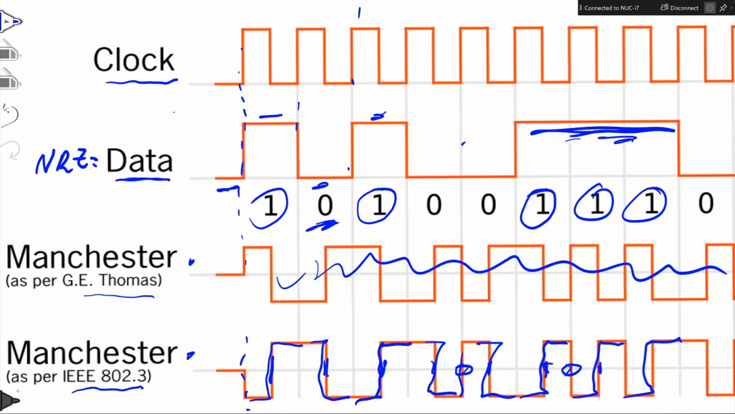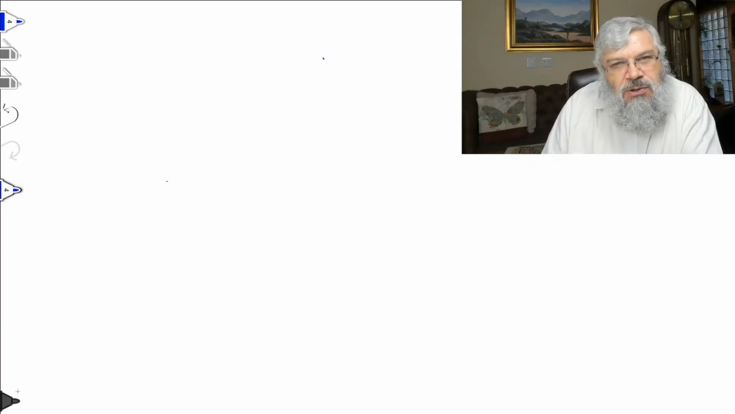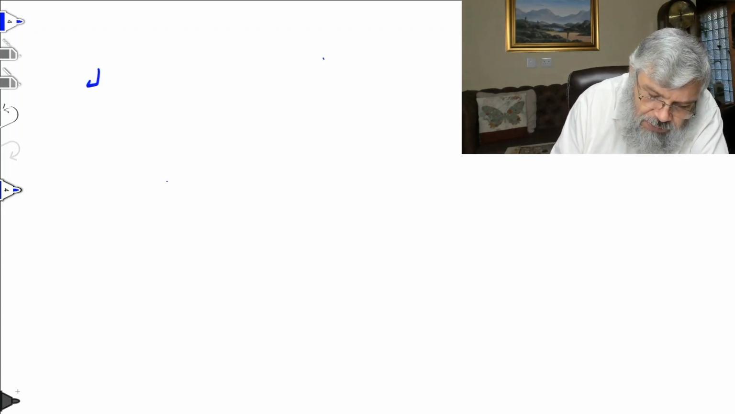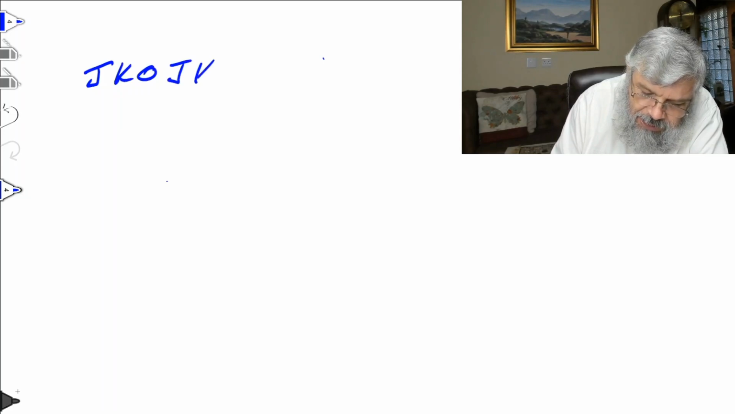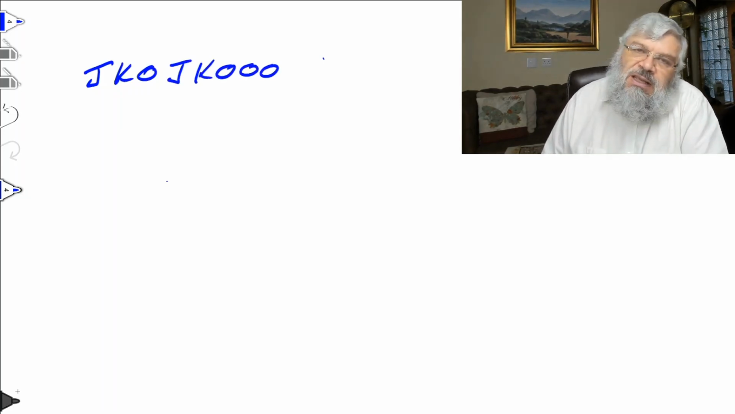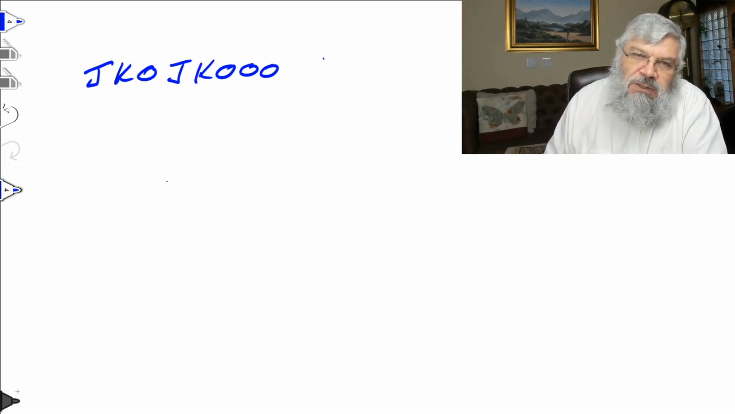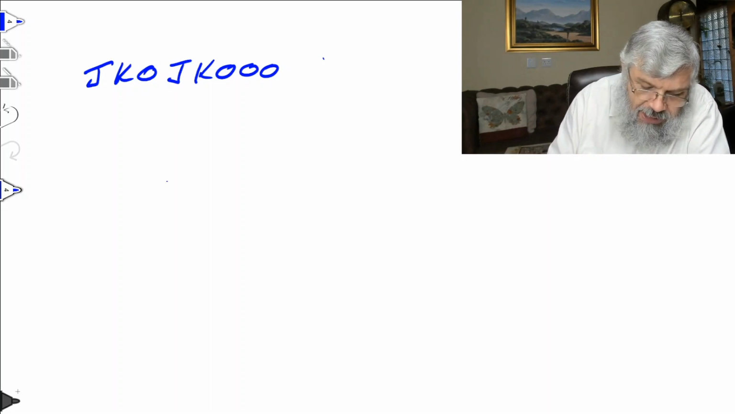Now, in a sense, the law in Manchester encoding is that you have a transition in the middle of every bit interval. The trick that Token Ring uses to delineate data is to use a start delimiter that looks as follows: J K 0, J K 0 0 0. Similarly, it uses an end delimiter that is J K 1, J K 1, and then 2 special bits that we are ignoring for the time being. So the J's will be encoded as follows.